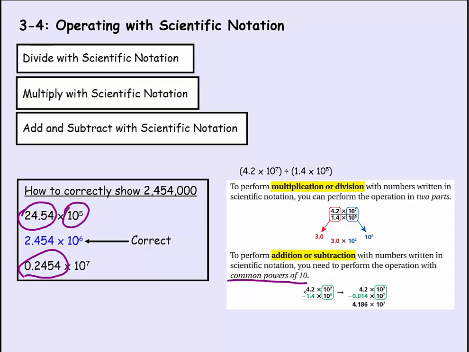So for example, we have 4.2 times 10 to the 7th minus 1.4 times 10 to the 5th. These need to be common powers of 10. So therefore, this number needs to become 2 bigger, meaning I need to make this 2 powers of 10 smaller, or divide it by 10 2 times to make this equal 7. Then since these are the same, we can leave this as is, and then subtract the decimals to get our answer. We'll go through these in a little more detail with some practice problems.